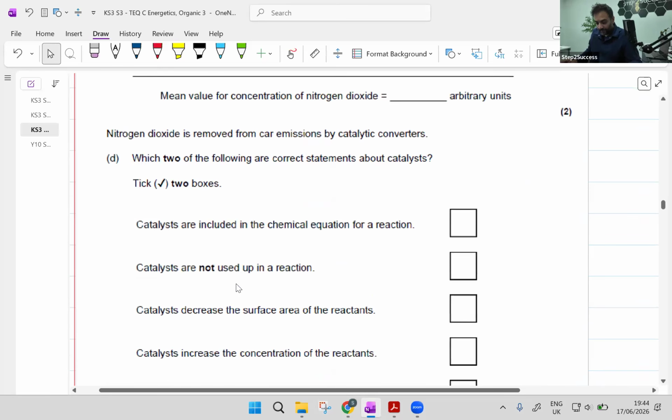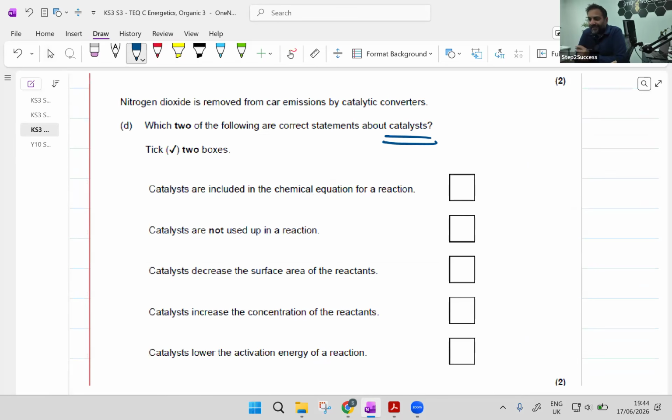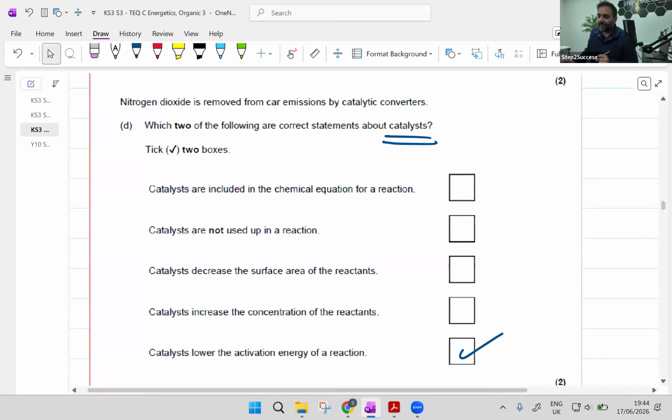Nitrogen dioxide is removed from car emissions by catalytic converters. Which two of the following are correct statements about catalysts? What do you know about catalysts? Catalysts are something that speed up a chemical reaction. And they do that by doing this thing here. It's a bit technical, but they lower the activation energy of a reaction.